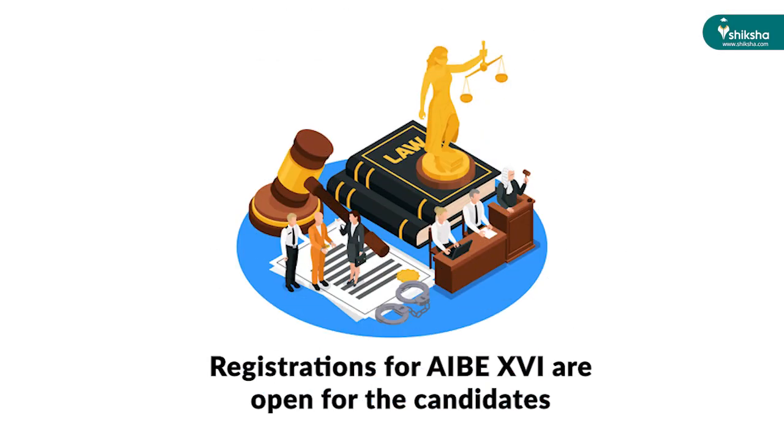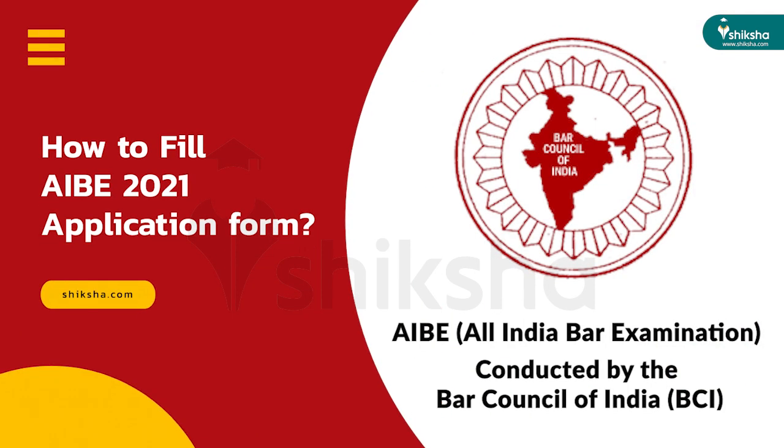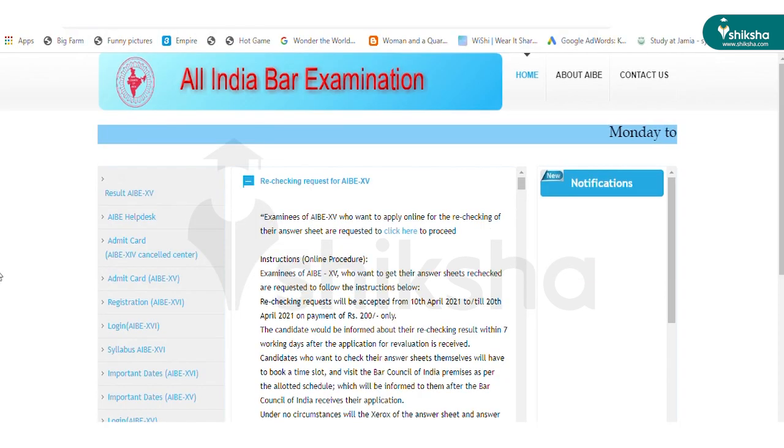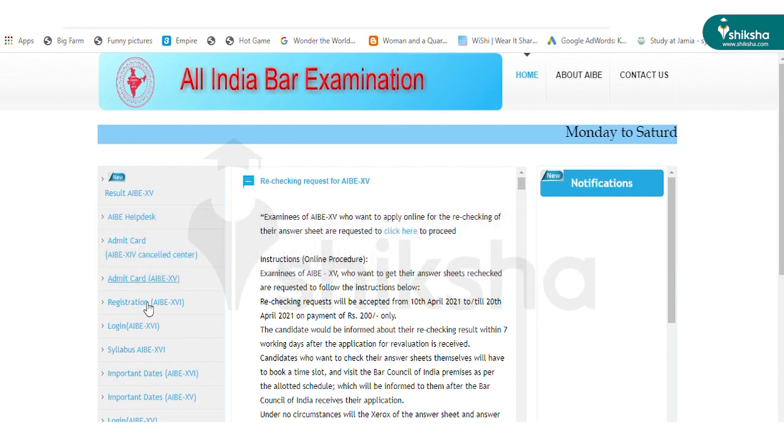AIBE 2021 registration process is currently underway, and in this video we will show you the complete step-by-step procedure to fill the AIBE registration form. So let's get started. For AIBE registration, first open the official website of the exam, which is allindiabarexamination.com. Once you open the website, click on the AIBE 16 registration link.